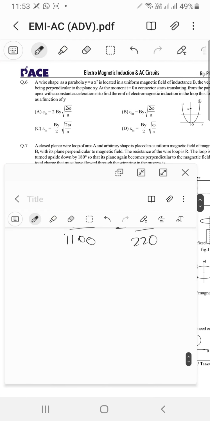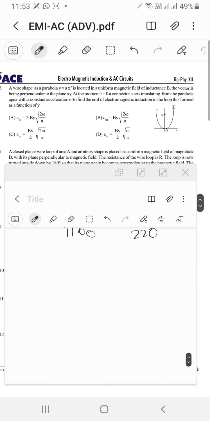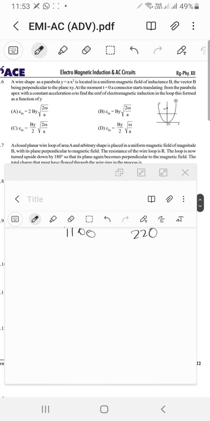A wire shaped as a parabola is located in uniform magnetic field of inductance B, the vector B being perpendicular to the plane xy. At the moment t equal to 0, connector starts translating from the parabola apex with constant acceleration. Okay, what? Huh.